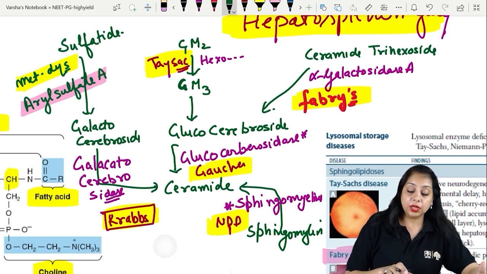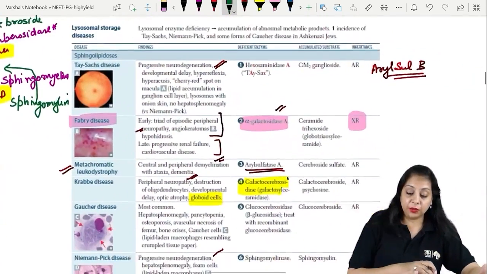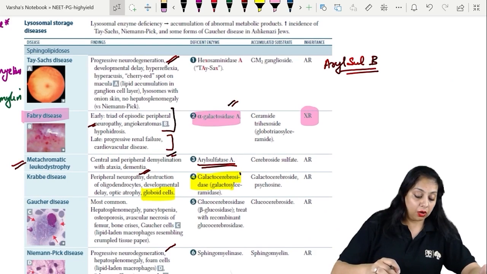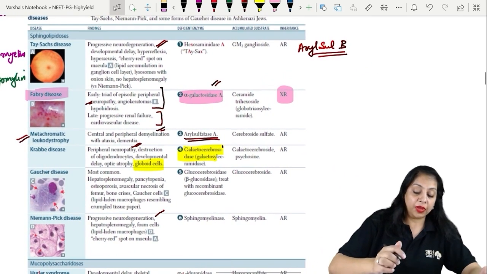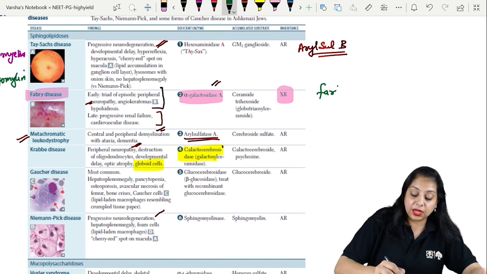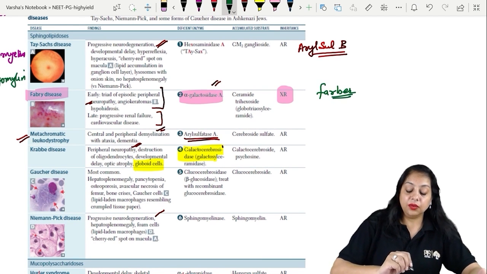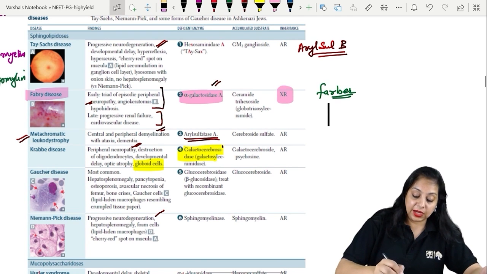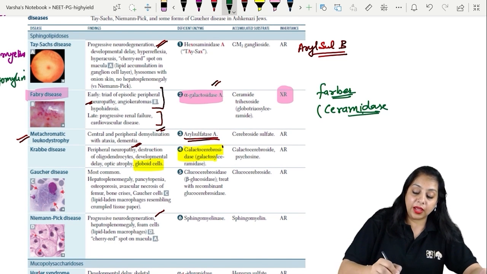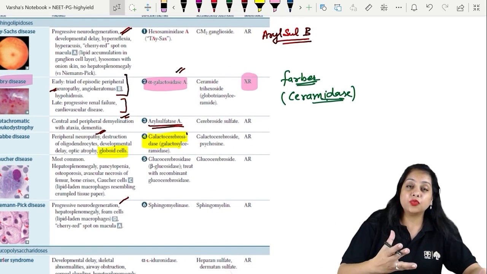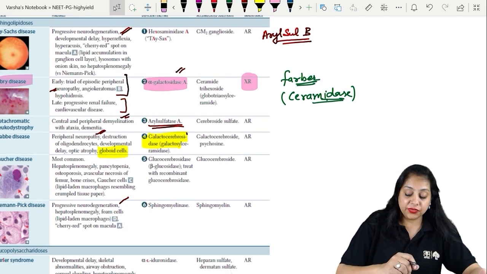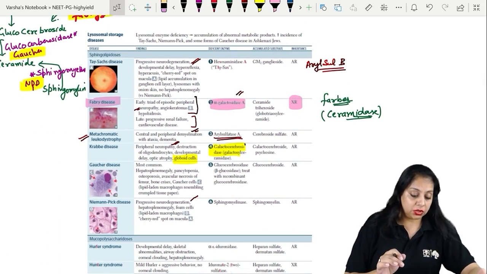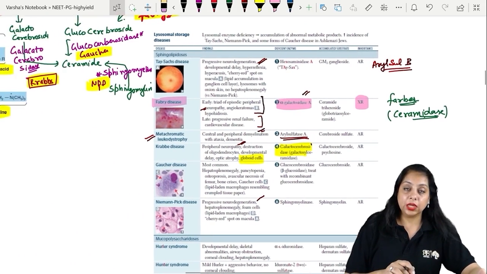Now you know how to figure out the differences between them. I told you about the Sandhoff disorder. Very similar in naming to Fabry's disorder is Farber's. In Farber disorder the enzyme deficiency is ceramidase. Ceramidase is deficient, and accumulation leads to a very coarse voice, hoarseness of the voice. That is Farber's disease. So that is pretty much sphingolipidosis.